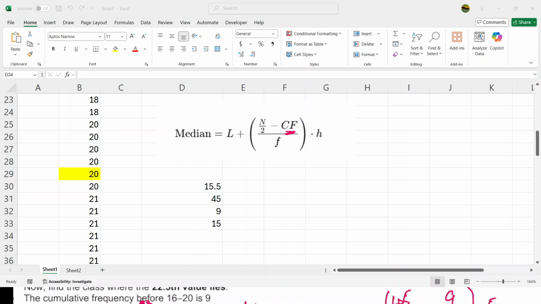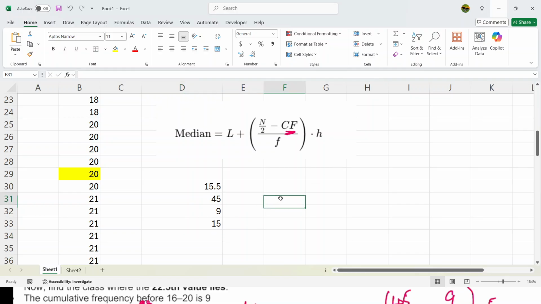So when I was talking about the cumulative frequency, the CF, before, this is the cumulative frequency before. The frequency F for the median class is this. So here is the CF, and this is the F. We need to note that. And then our number is 45. So we know our number, we know our CF, we know our F. And now we are calculating our median.